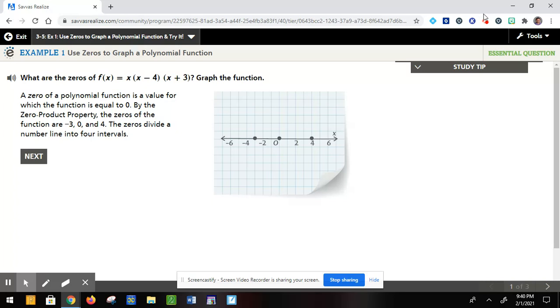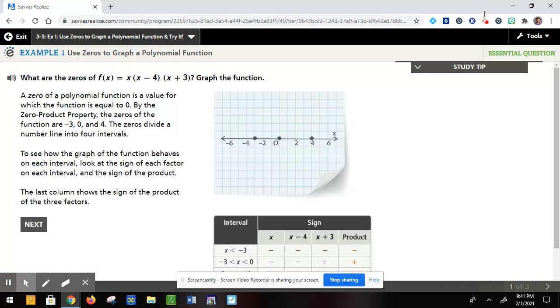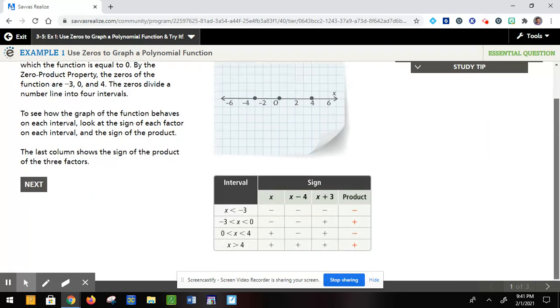Looking at them in order on a, well, it's a coordinate plane. You're not seeing the y-axis, but that's where the zeros would be on the x-axis. To see how the function would look, you can actually set it up. So you've got 4 sections, right? You've got where x is less than -3. You've got where x is between -3 and 0. You've got where x is between 0 and 4. And you've got where x is greater than 4.